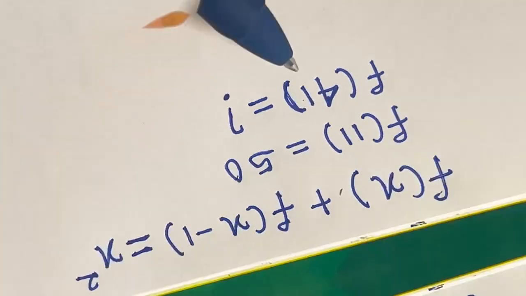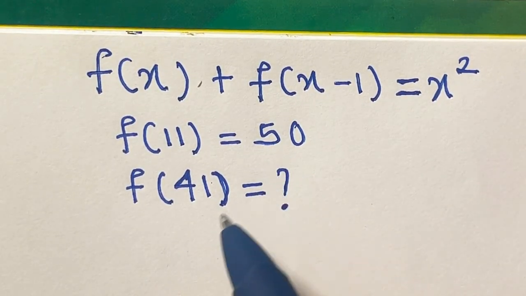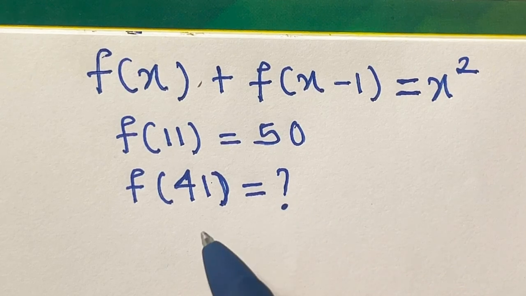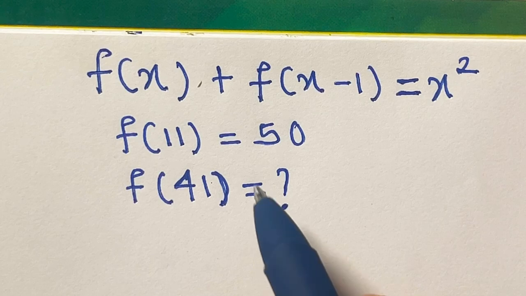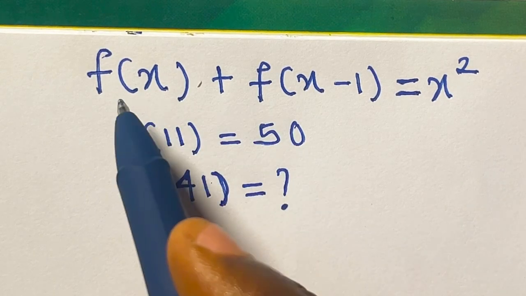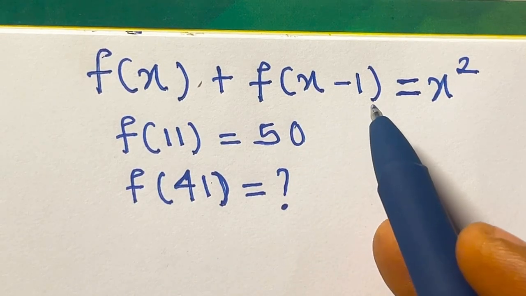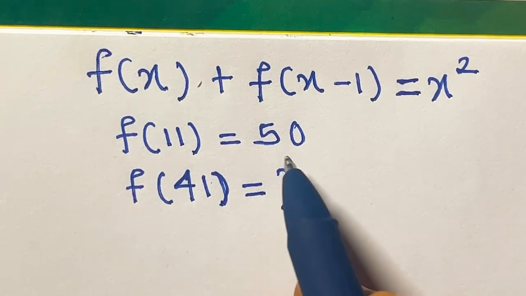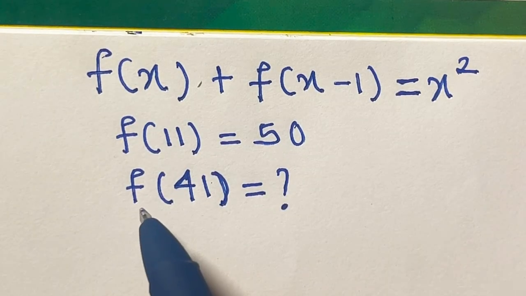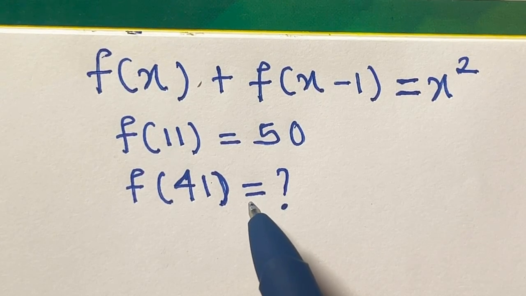In this video, we want to solve this nice Alpha University entrance exam question. But yeah, this will be a very interesting question. So we have a function f of x plus f of x minus 1 equals x squared. Given f of 11 equals 50, and f of 41 is unknown, which is what we are asked to look for.